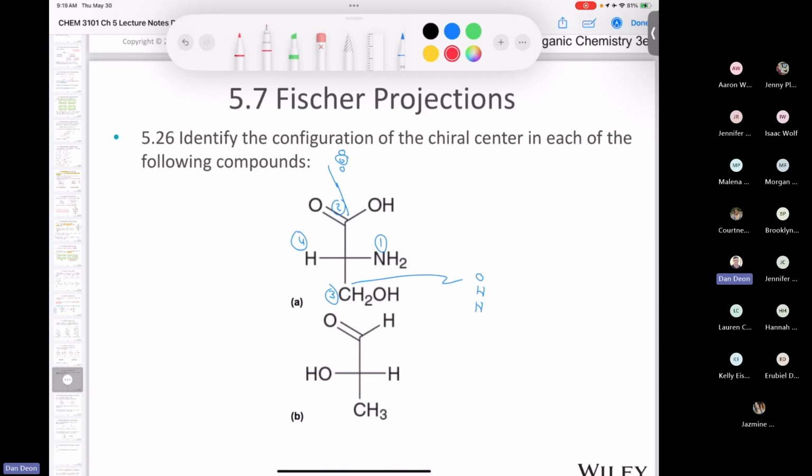So we're going to take our pen and we're going to go 1, 2, 3, and we're going counterclockwise, which would be S. But remember, we reverse it since the hydrogen is coming out towards us. And so this is an R stereocenter.